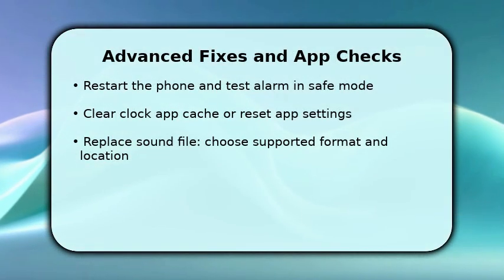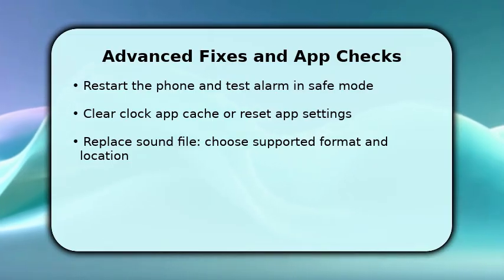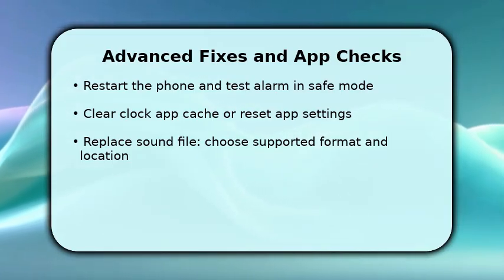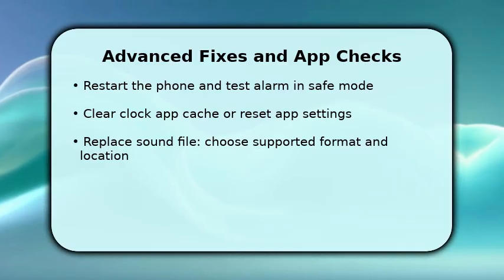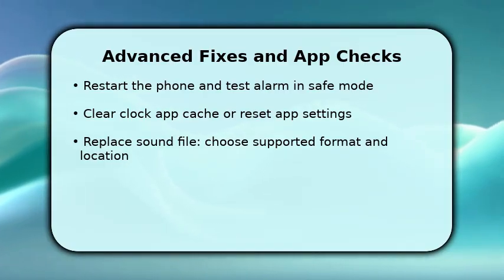If the basic checks didn't help, restart the phone to clear transient errors. If alarms still fail, boot into safe mode and test to rule out third-party interference. Make sure the clock app's cache is cleared or reset app settings to remove corrupt preferences.